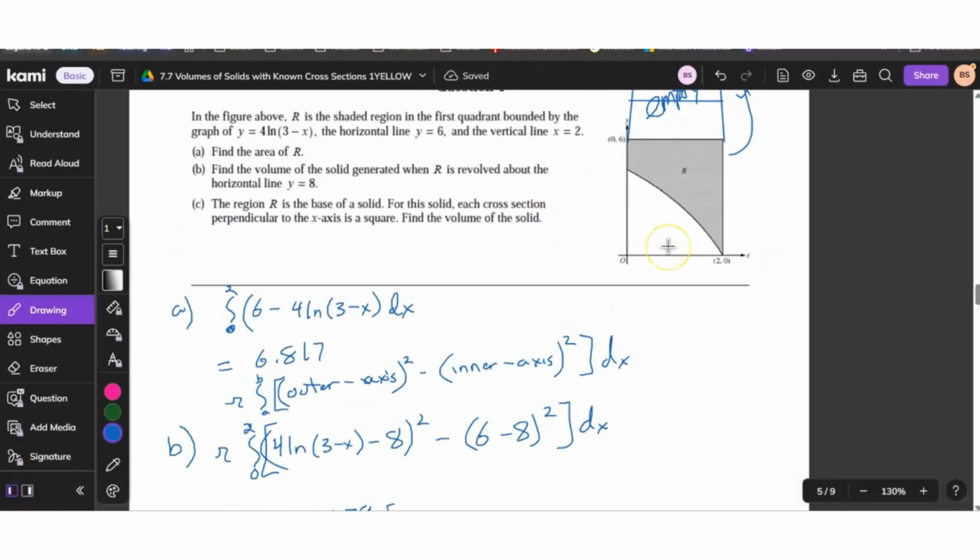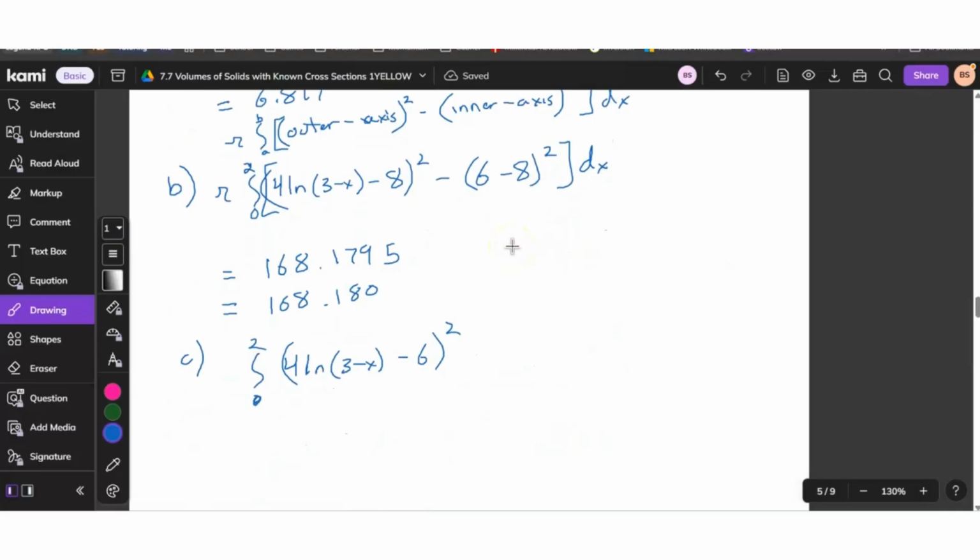Did I flip it? Yeah, it should technically be 6 minus that. You're right. It won't matter because it's squared. We said technically it should be the other way around, but it doesn't matter, because if we square this. Technically we've always done them as the top one minus the bottom one, so we might as well keep it consistent for our own sake. And then that would be dx. And then we just shove that in a calculator.